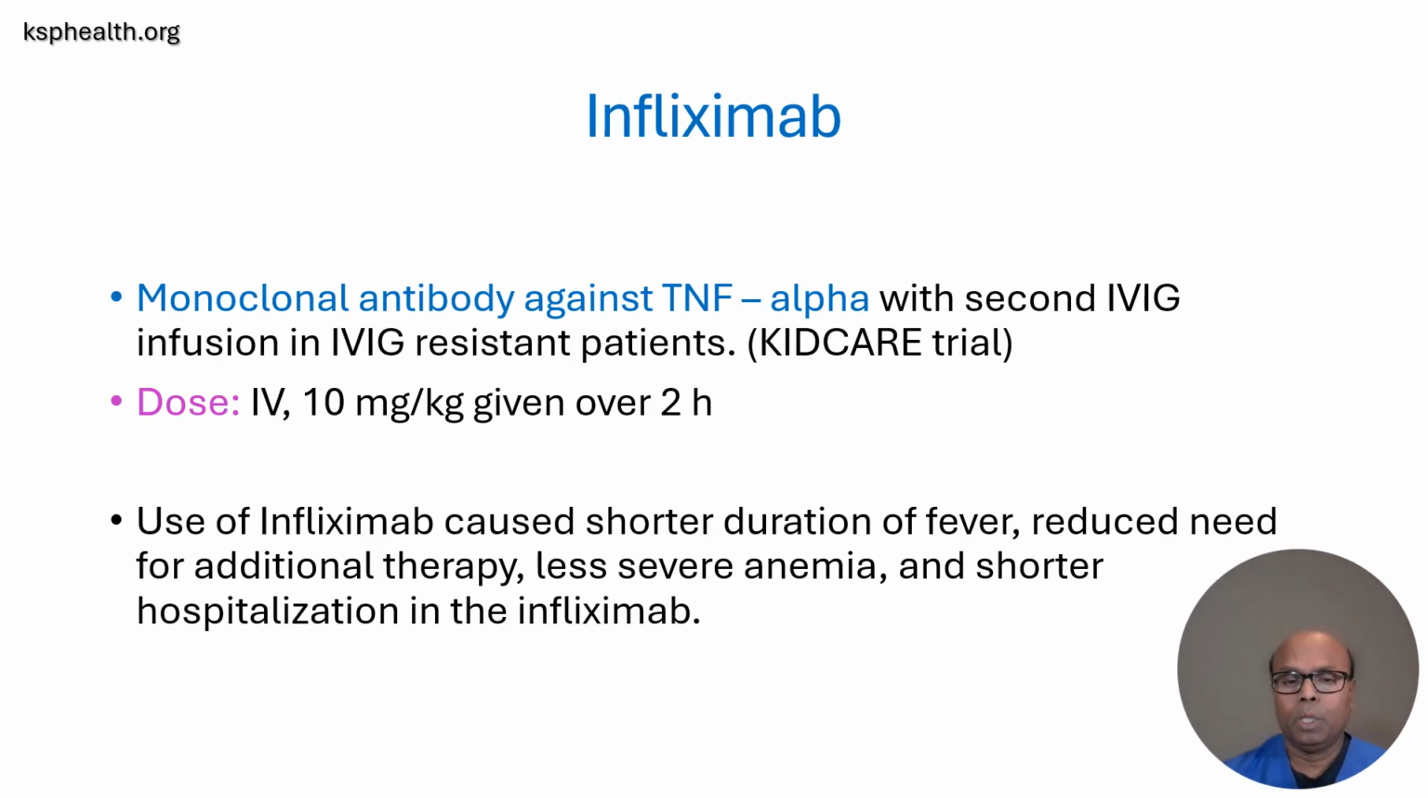Infliximab, the monoclonal antibody against TNF-alpha, with second IVIG infusion in IVIG resistant patients. The dose given is IV 10 mg per kilogram over 2 hours, one dose. It shortens the duration of fever, reduces need for additional therapy, causes less severe anemia, and leads to shorter hospitalization with infliximab.